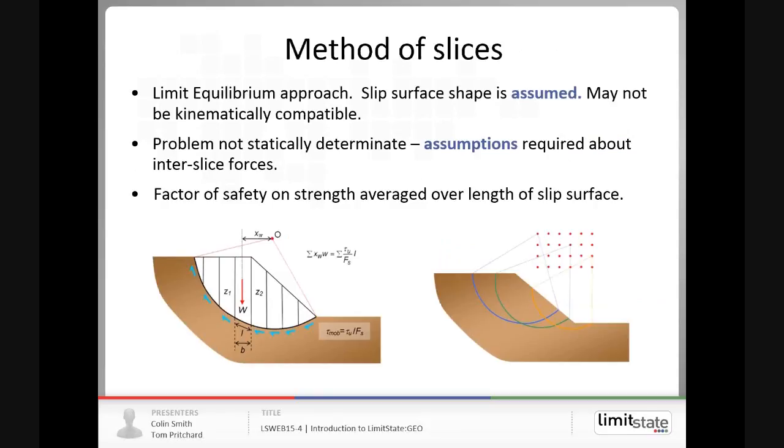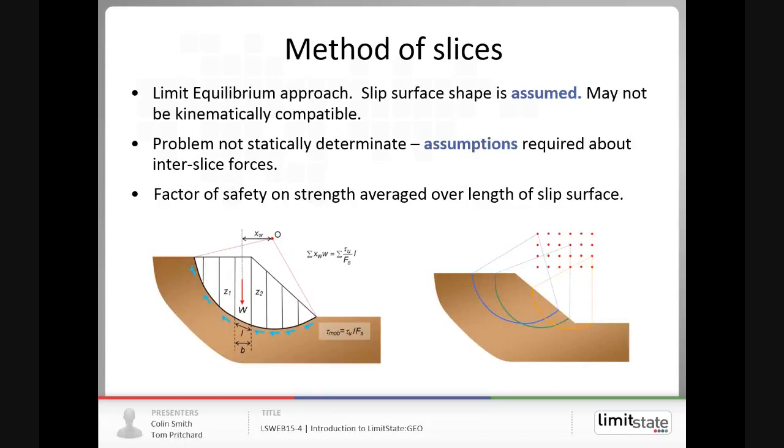Final method, and perhaps the most commonly used one, is the method of slices. That has a fairly general applicability. It's what we call a limit equilibrium approach. The slip surface shape is assumed, and it may not be kinematically compatible.